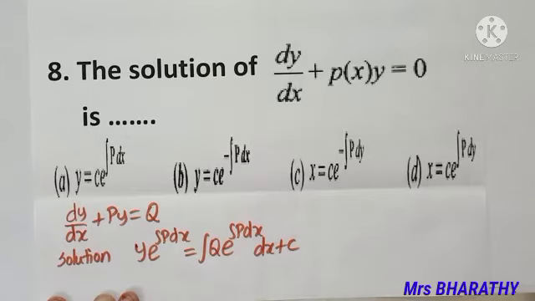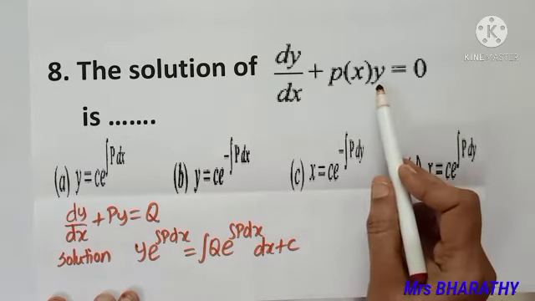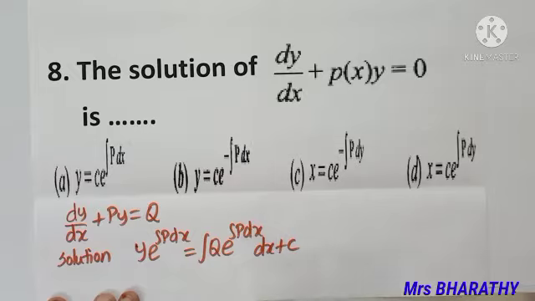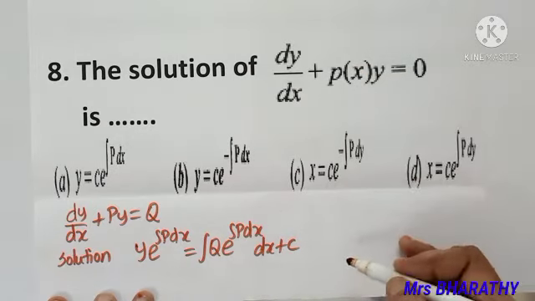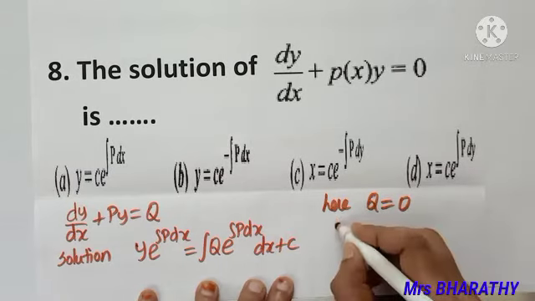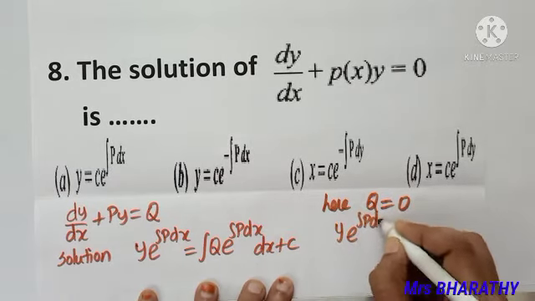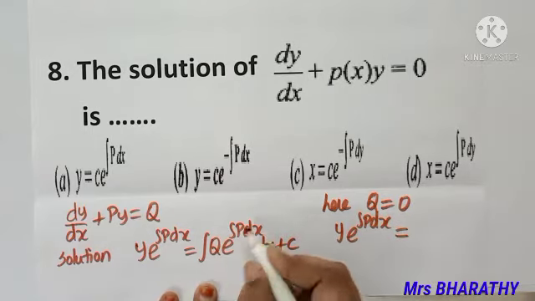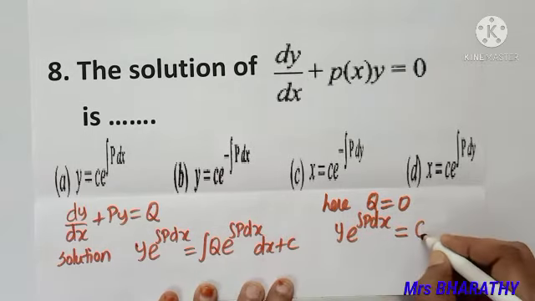Question number 8. The solution of dy by dx plus px into y equals 0. When we have linear equation dy by dx plus py equals q type, the solution is y e power integral p dx equals integral q e power integral p dx dx plus c. If I compare this format, here q equals 0. If I substitute, y e power integral p dx, RHS, this is 0 plus c, it is simply c.